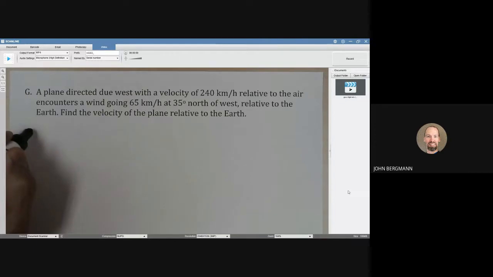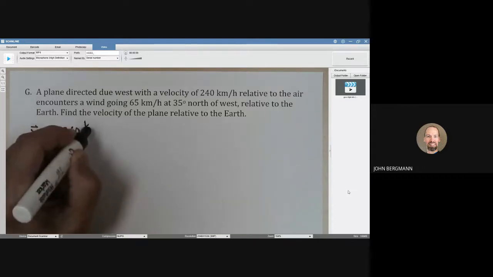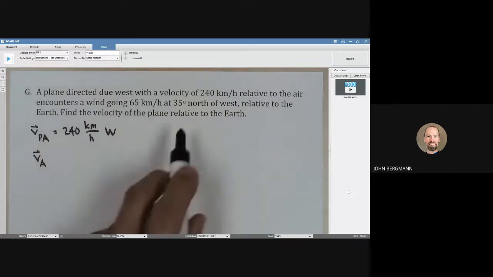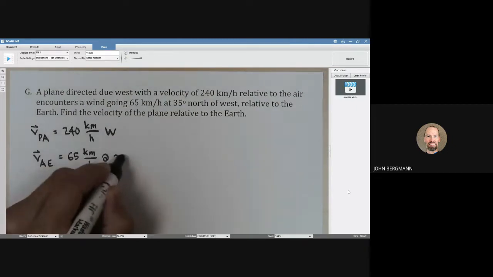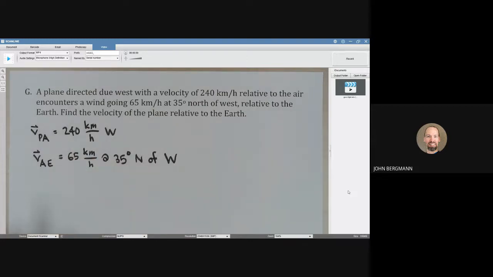The velocity of the plane relative to the air is 240 kilometers per hour west. Encounters a wind, that's air, going 65 kilometers per hour. So the velocity of the air relative to the Earth is 65 kilometers per hour at 35 degrees north of west. And what we want is the velocity of the plane relative to the Earth.